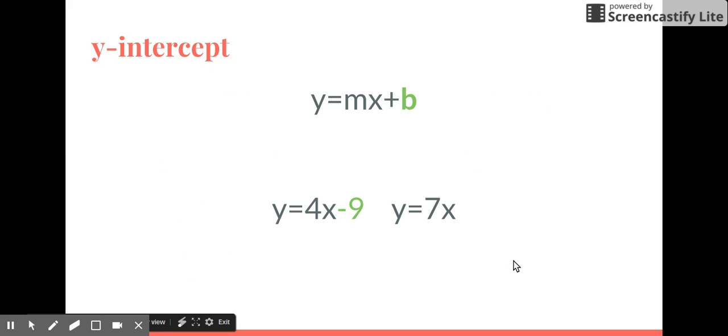When they are in the form of y equals mx plus b, it's nice because all you have to do is look at this b value back here to figure out where it crosses the y-axis. So in this one, all we have to do is look at the equation, and it has negative 9 as the b, so that means it crosses the y-axis at negative 9. Here, we don't have anything over here, so that means it's automatically 0. It crosses the y-axis at 0.